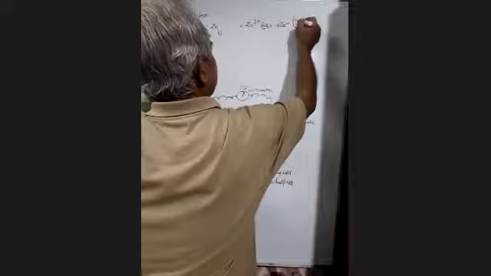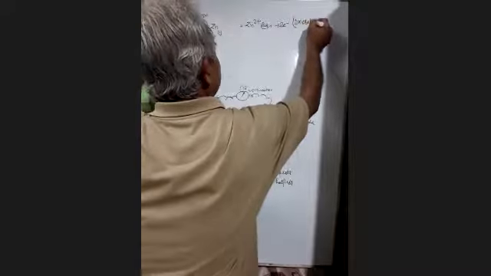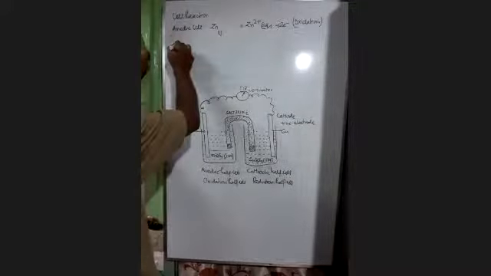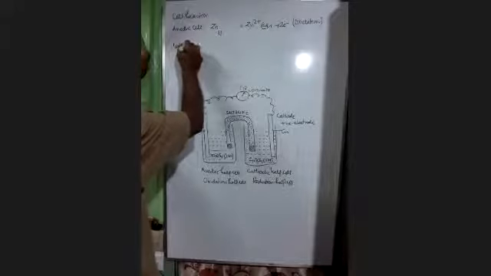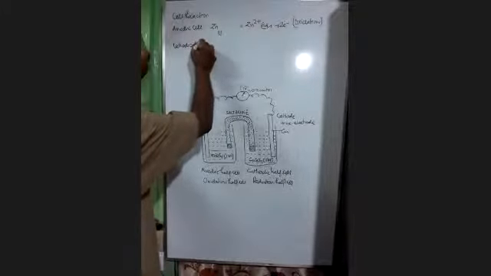So when it loses 2 electrons, what is happening? Loss of electron is oxidation. Because of that, we call it oxidation. I'll tell you why we call it half cell. Then the cathodic cell.